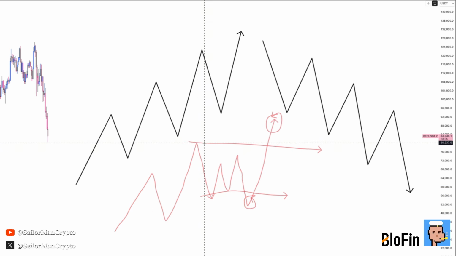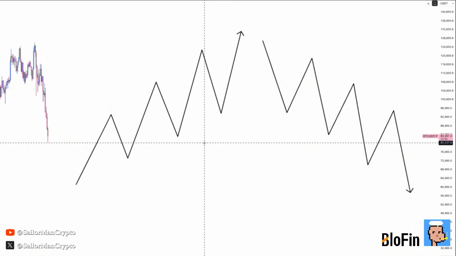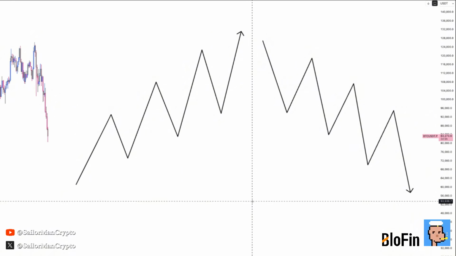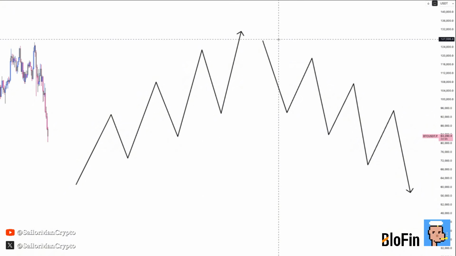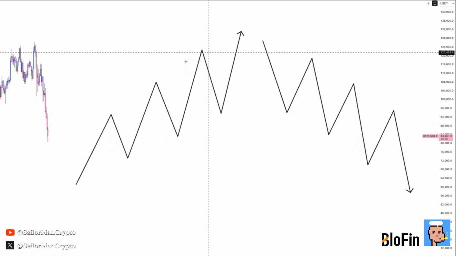Always, and I need to repeat this many times because I really see this mistake committed many times, we need to have a high to confirm a low in an uptrend, and in the downtrend the same, we need a low to confirm a high.